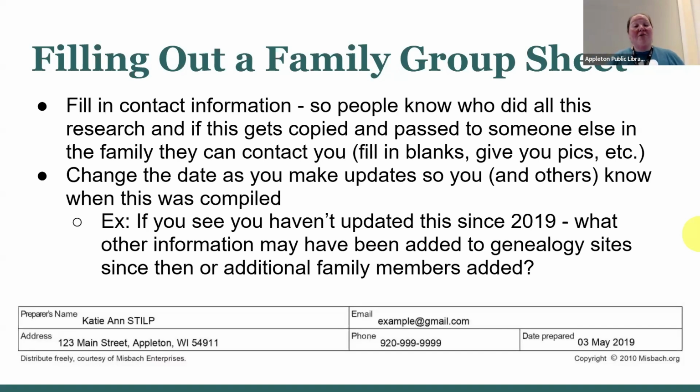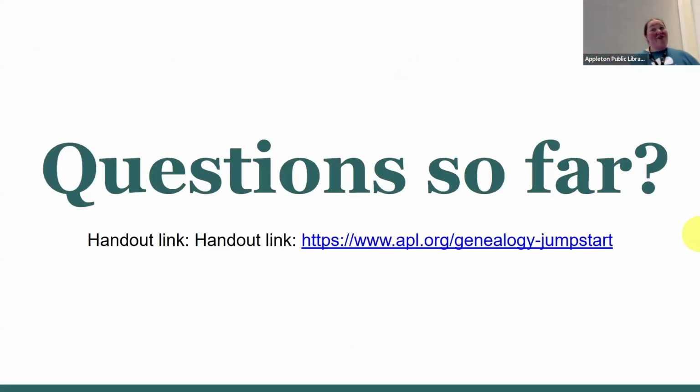Well, what information might I be able to find that I can add on my family group sheet, or change? Maybe some additional family members have been added and I know I need to update it now because so-and-so had a baby since then. Questions on the family group sheets at all before we move on?